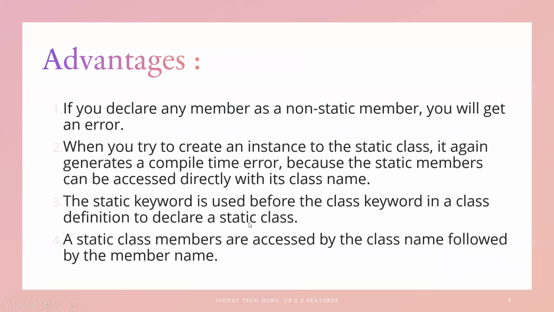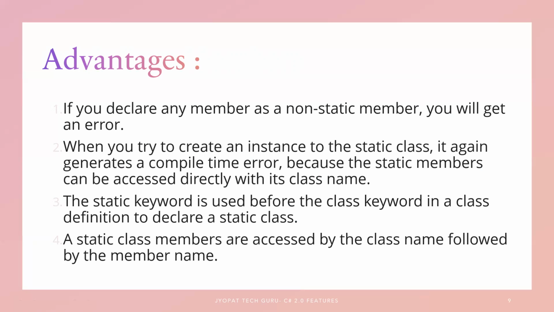What are the advantages? If you declare any member as a non-static member, you will always get an error. When you try to create an instance of the static class, it again generates a compile time error. Whenever you have a static class and you try creating the object of that static class, automatically it is going to show you an error. That is design time only, it will stop you. Because the static members can be accessed directly with the class name, you cannot instantiate it.